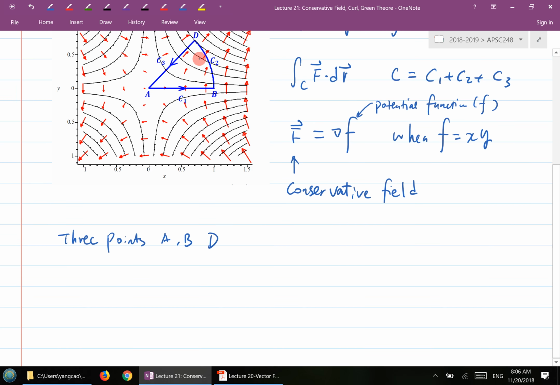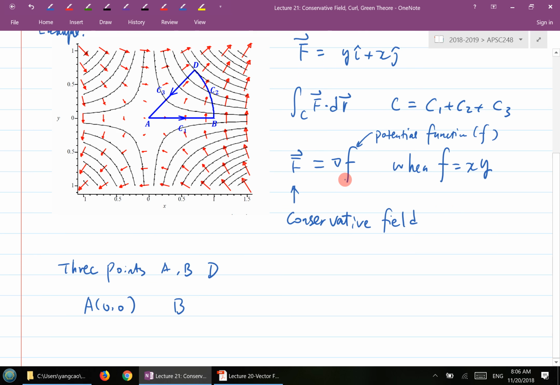Let's find the coordinates for A, B, D here. For A, that's pretty simple. It's 0, 0, at the origin. And B, as the diagram shows, is horizontal, so B is 1, 0. For the D point, that's basically on a part of the circle here. And this angle, I forgot to put it here, is 45 degrees. So this piece is 45 degrees here.